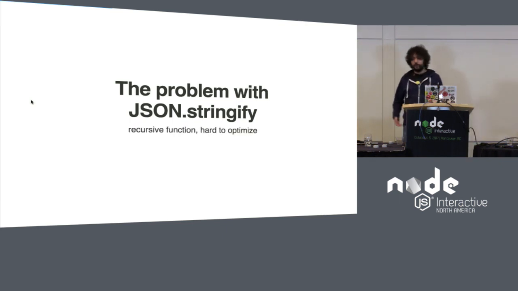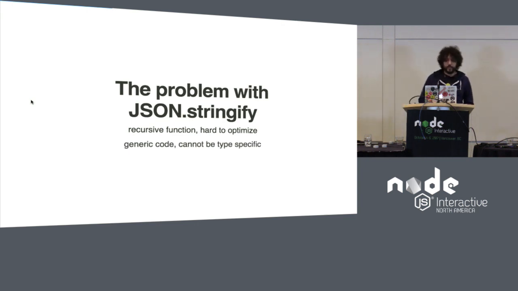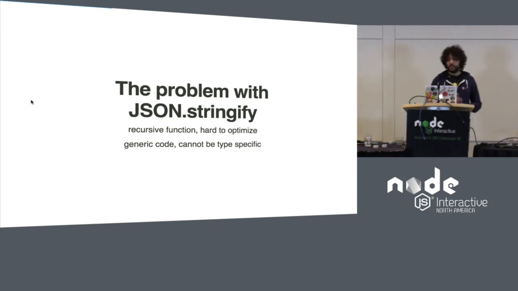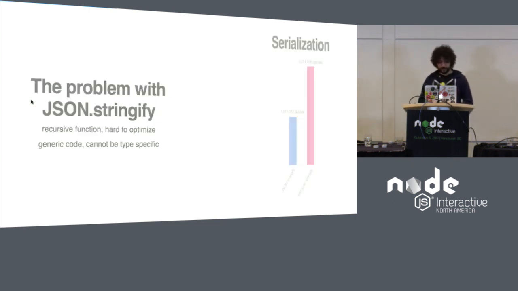If you know how a JSON is structured, it's a recursive data structure. An object contains an object contains an object. So the function is kind of recursive. It needs to traverse all of this. It's hard to optimize, and more importantly, it's also a bit of generic code, and it's very hard for it to be type specific. Now, you probably have seen from the talk this morning from Francisca that V8 recognizes shapes and types, and it likes that.